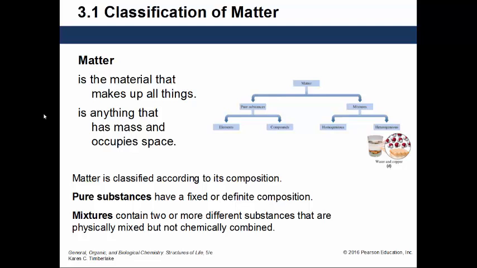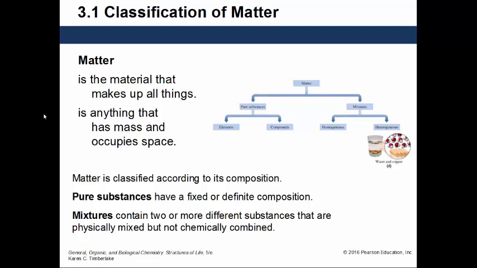Okay, we'll move on to Chapter 3, the classification of matter. Now, matter, something we talked about in a prior chapter, is material that makes up all things. If something takes up space and has mass, it's made up of matter. So anything that takes up space and has any kind of mass is considered to be matter.